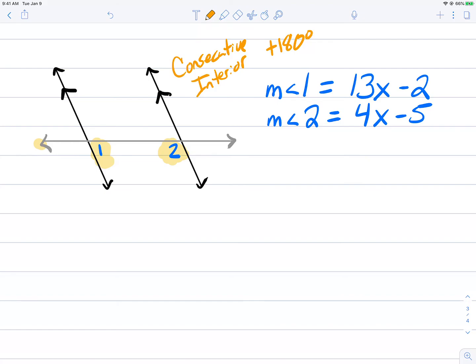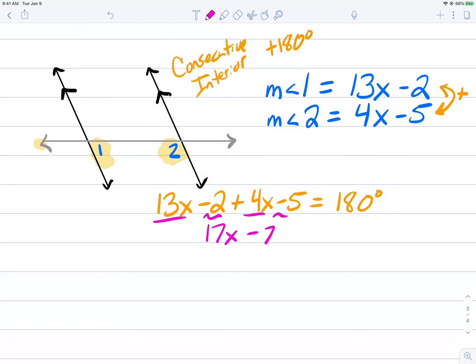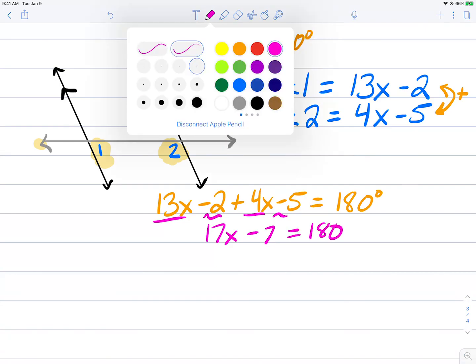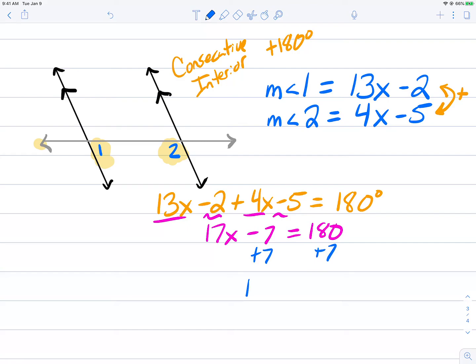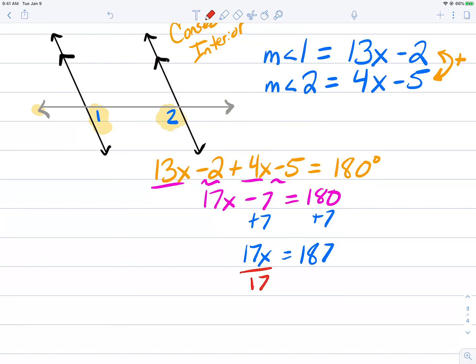So if the measure of angle 1 is 13x minus 2, and the measure of angle 2 is 4x minus 5, then if I were to add these together, they should equal 180 degrees. So my equation becomes 13x minus 2 plus 4x minus 5 equals 180 degrees. If I solve this, I have 17x minus 7 equals 180. I'm going to add 7 to both sides. 17x equals 187. And then I'm going to divide both sides by 17, and I'm going to get x equals 11.